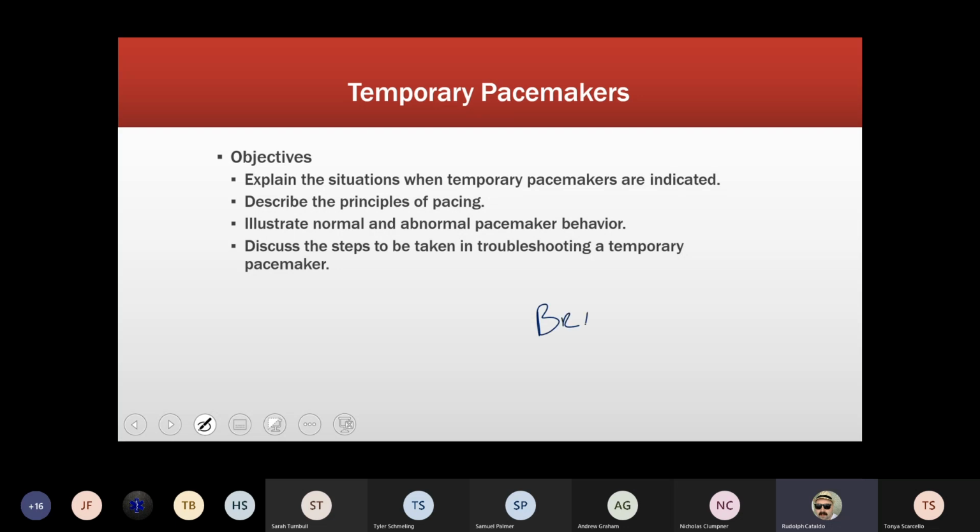How about this? If they have a slow heart rate, usually they get a pacemaker to speed it up. It's pretty common.